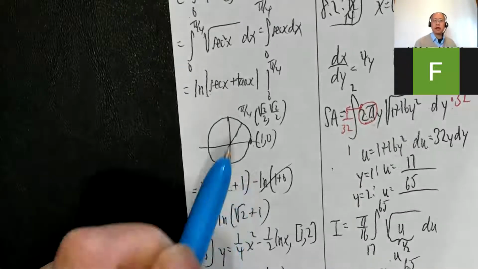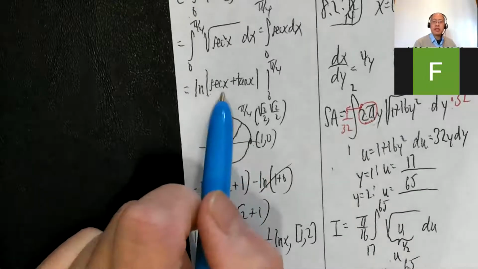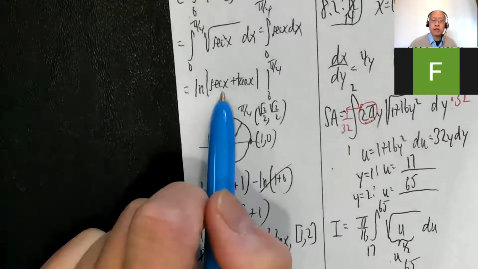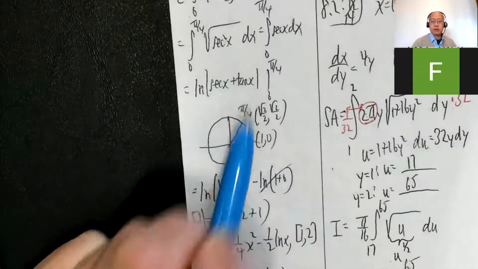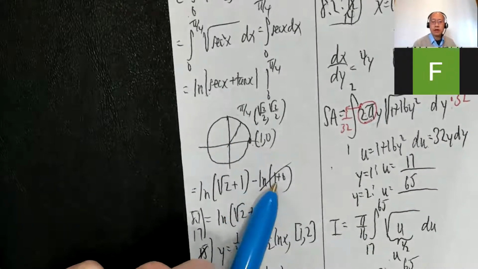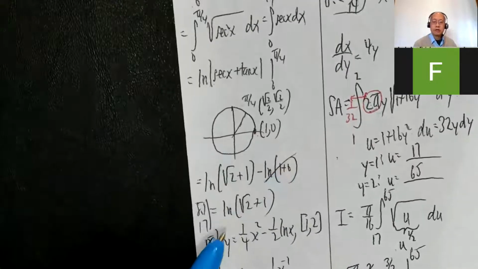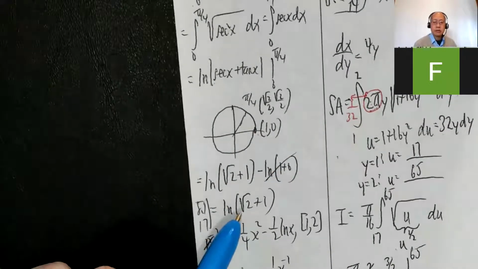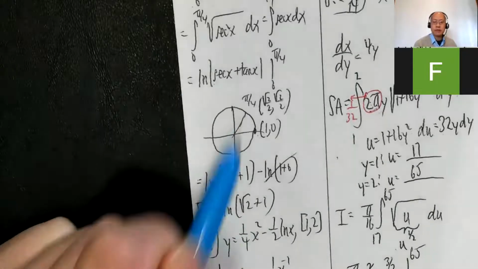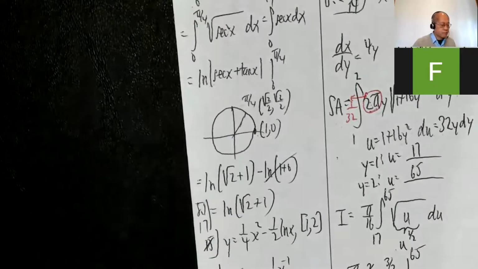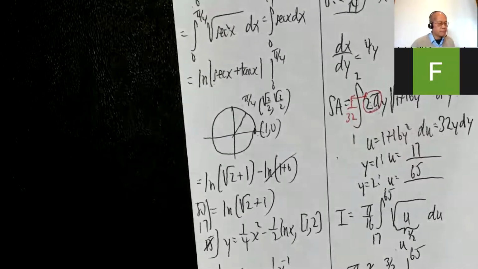Minus natural log of, okay, plug in 0. Secant of 0 is the reciprocal of the cosine of 0. Cosine of 0 is 1. Reciprocal is 1. Tangent of 0 is 0. So I have ln of 1, which is 0, so that crosses out. So my final answer is just ln of radical 2 plus 1. And I dropped the absolute values because this is a positive quantity. All right, so that's that.